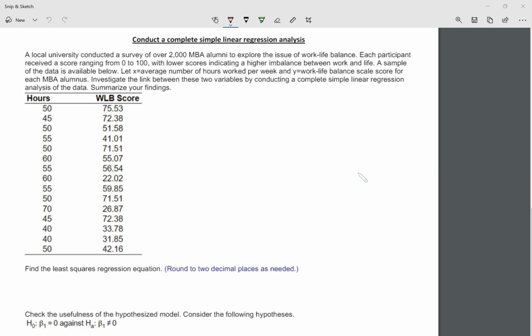A sample of the data is available below. Let X be the average number of hours worked per week, and Y be your work-life balance scale score for each MBA alumnus. Now investigate the link between these two variables by conducting a complete simple linear regression analysis of the data, and we're going to summarize our findings. So my X values are going to be the hours, and my Y values are going to be my work-life balance scores. So let me go to Excel and let me get these tables here.